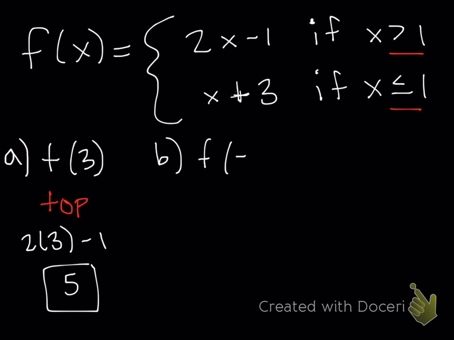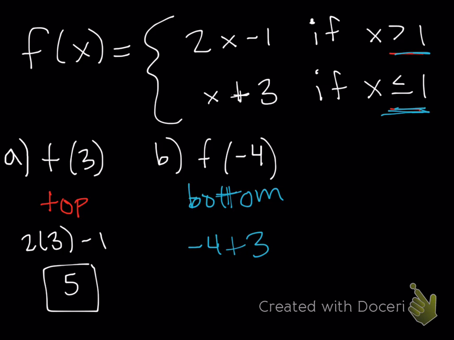So f of negative 4. So again, if I plug negative 4 into both pieces, negative 4 is not greater than 1. Negative 4 is less than or equal to 1. So I plug it into the bottom. So I have negative 4 plus 3, which is negative 1, and that is our answer.